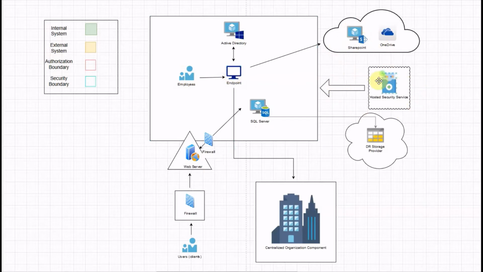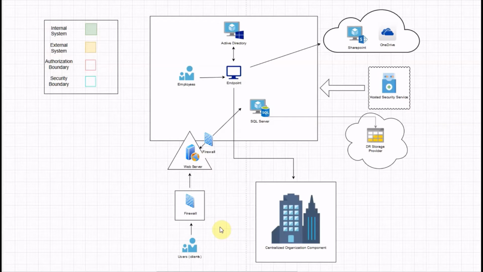We also have a hosted security service here that's monitoring the information system and different components of the information system for indicators of potential compromise. And then we have this centralized organization component, which we're going to come back to in a second here. So again, when we're thinking about defining the boundary of an information system, and we're specifically trying to decide if a component is internal or external, we want to take a look at who has control.